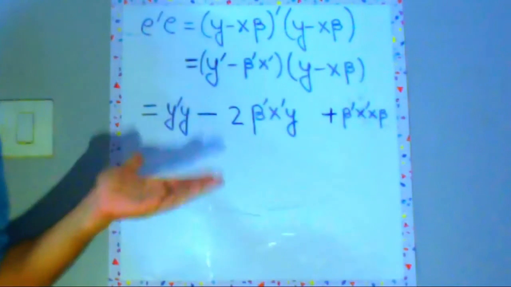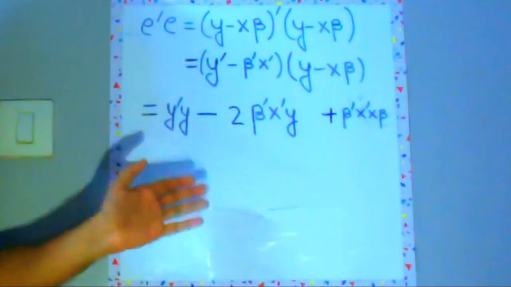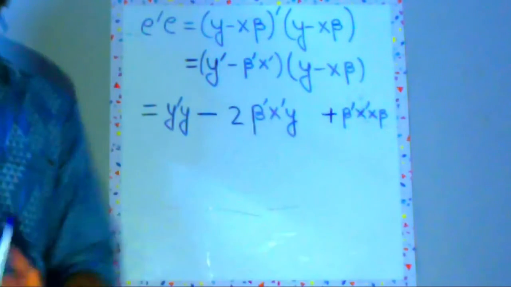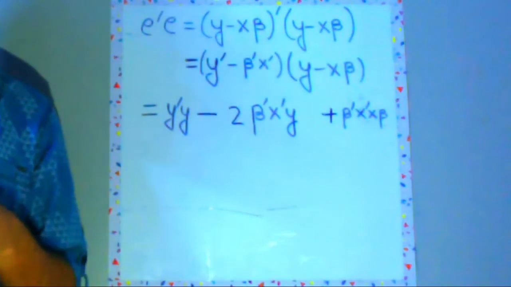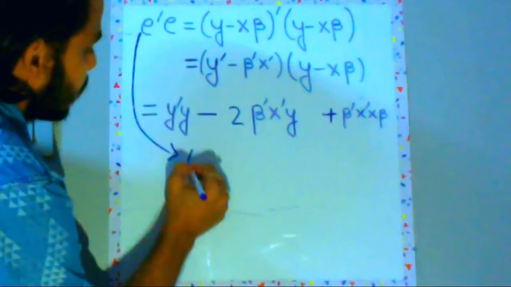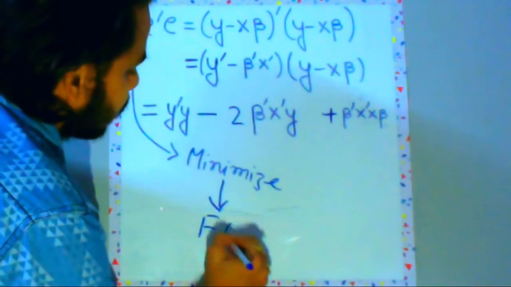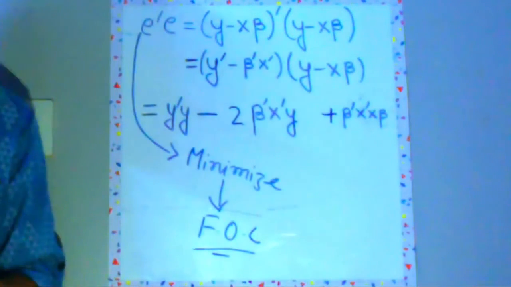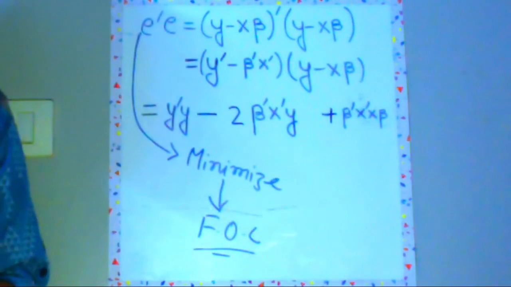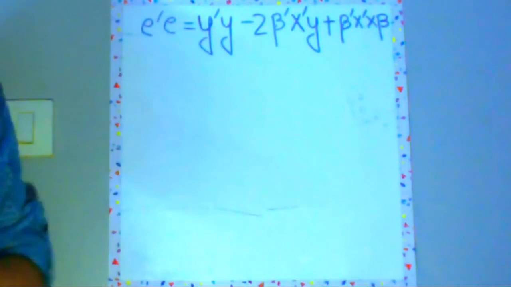Now we have got a simplified version of E transpose E, and we need to minimize this. In order to minimize this, we will need to find the first order conditions. So let's proceed to the first order conditions. To minimize this, or to find the first order condition, you need to differentiate this and put it to 0.